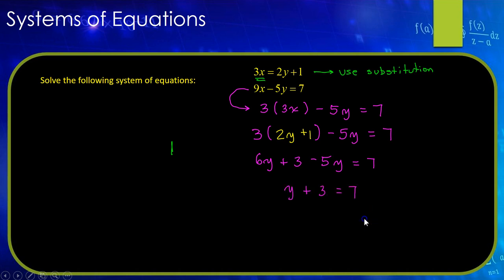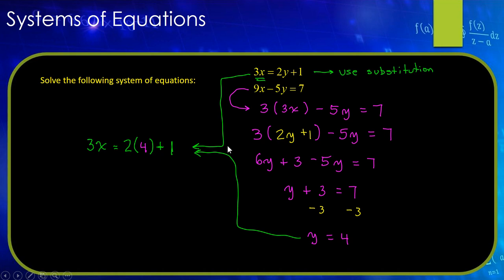which gives me that y plus 3 equals 7. Subtracting 3 from both sides, I get that y equals 4. And now that I know that y equals 4, I'm going to go back and use substitution. I'm going to use the top equation again and just replace the y with the 4. So 3x equals 2 times 4 plus 1, which means that 3x equals 9. And dividing 3 from both sides, x equals 3. So my solution is the ordered pair 3, 4. Try the next one.